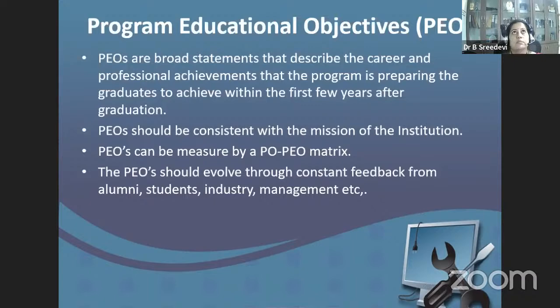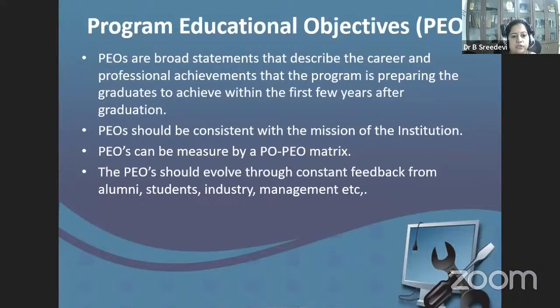The vision statement states what we are going to achieve in the long term through the institution. If I say it as the institution vision, how we are going to achieve this is called the mission. Similarly, you correlate with the program also. What we are going to achieve in the program over a long period, we call the vision. How we are going to achieve all these things within the department, within the program, we call the mission. So the PEOs, whatever we write, should be consistent with the mission of the institution.